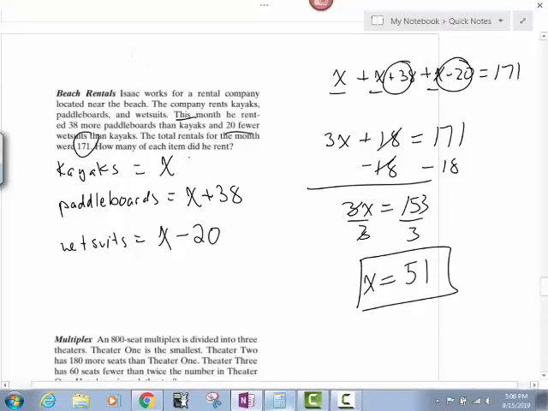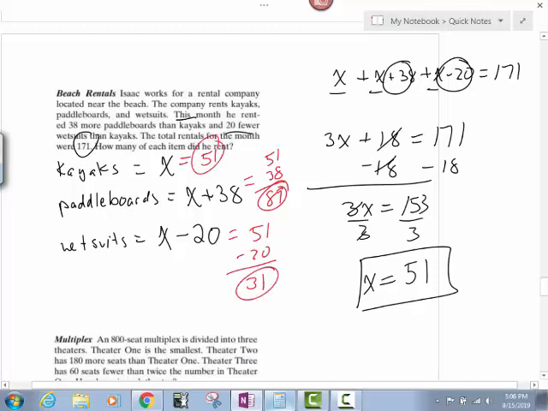Well, X stood for 51, so we know we have a total of 51 kayaks. We're going to have 51 plus 38, 89 paddle boards. We're going to have 51 minus 20, 31 wetsuits, right? And again, if we take those numbers, 51, 89, 31, add them together, our total should be 171, right?